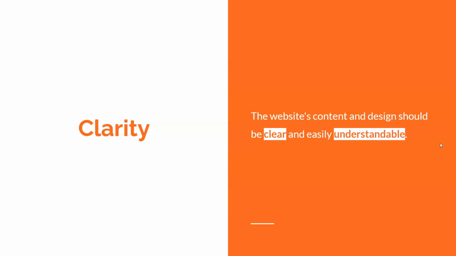Next is clarity. Here, the website's content and design should be clear and easily understandable. So here you want to use simple words and organize information in a way that makes sense. It's like writing a clear and simple signpost that directs people to the right place. Clear headings, bullet points, and simple language make it easier for people to find what they need on your website.